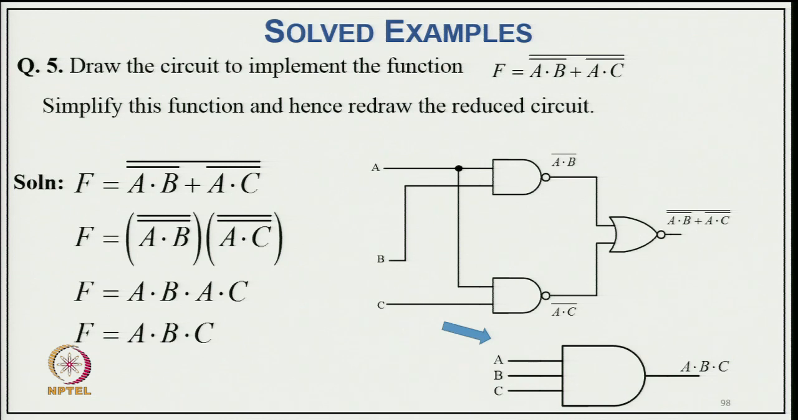The application of De Morgan theorem virtually reduces the number of logic gates. So here you have 3 logic gates, and with the double propagation delay, it is a single logic gate, which reduces the propagation delay by half.